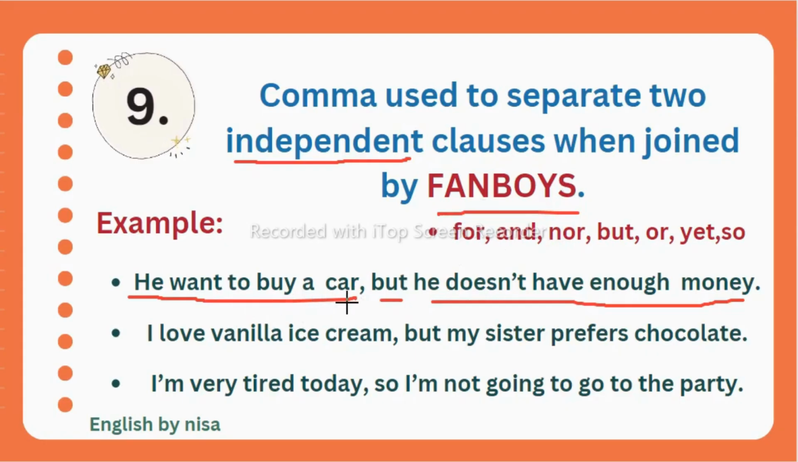He wanted to buy a car, comma, but he doesn't have enough money. I love vanilla ice cream, comma, but my sister prefers chocolate. I am very tired today, comma, so, which is a coordinating conjunction, I am not going to go to the party. So these are the coordinating conjunctions where we are joining these two independent clauses. So we need to put a comma before these coordinating conjunctions.